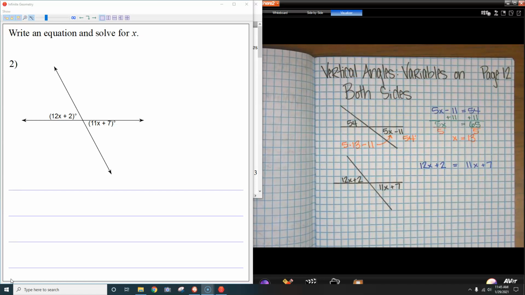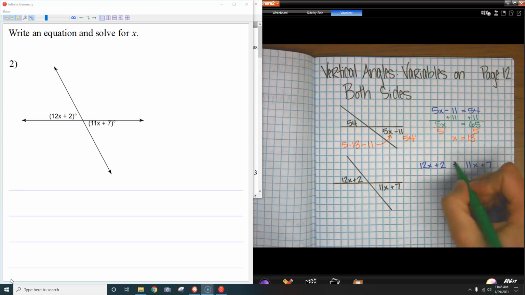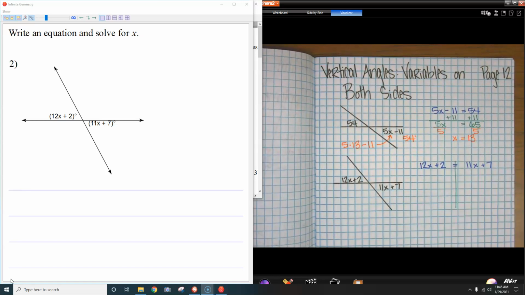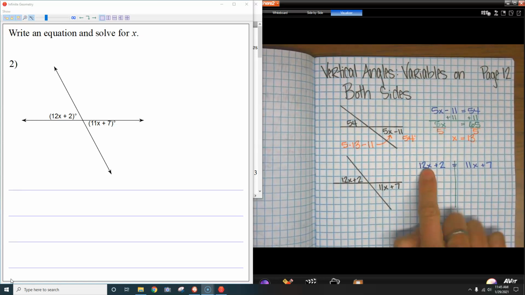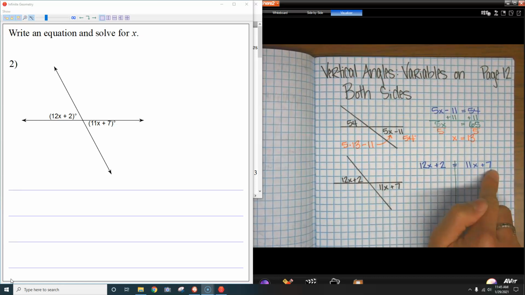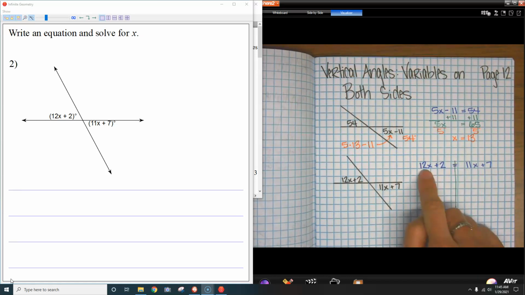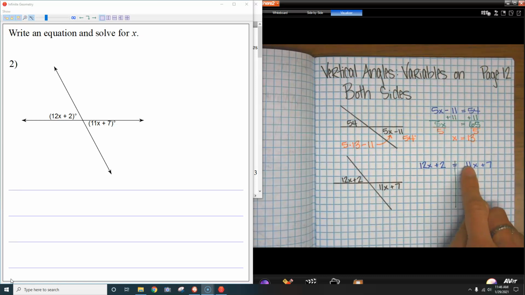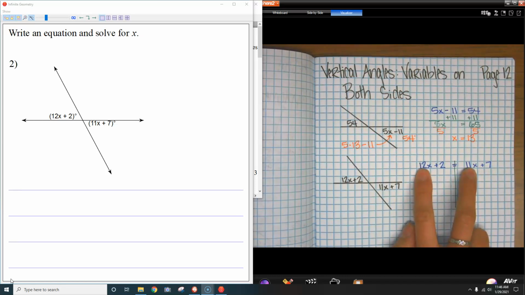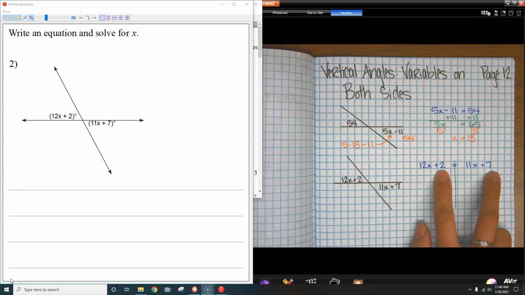I'm going to go back to drawing a line in the middle of my page on my equal sign so that I can see what I have on each side. I have a 12x and a 2 on the left side and 11x and a 7 on the right side. I cannot combine the 12 and the 2 because one has an x and one doesn't. I can't combine the 11 and the 7 because one has an x and one doesn't. I also can't combine the 12 and the 11 because they're in opposite portions of the equal sign. I can also not combine the 2 and the 7 because they are also on opposite sides.